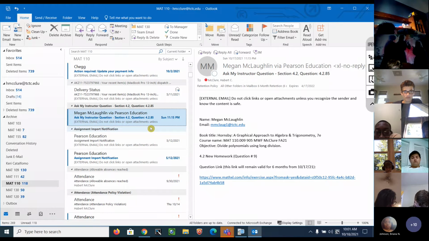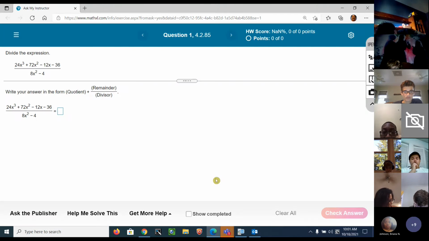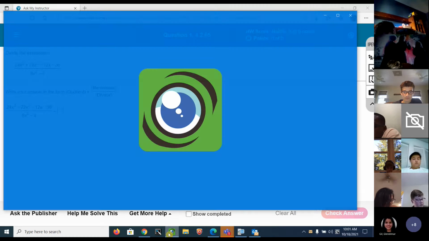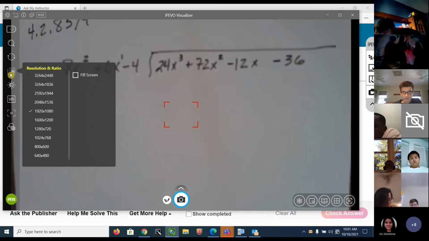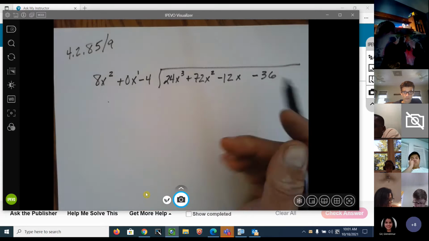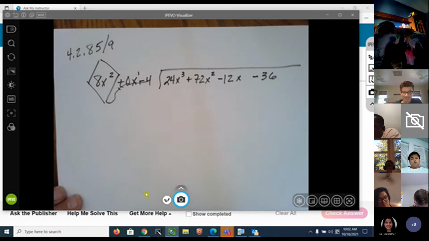And it says, this is probably long division. Okay, so it's 8x squared plus 0x minus 4 into 24x cubed plus 72x squared minus 12x minus 36. We had to put something right there. I had to put that 0x right there. So here's your kite and there's your tail.